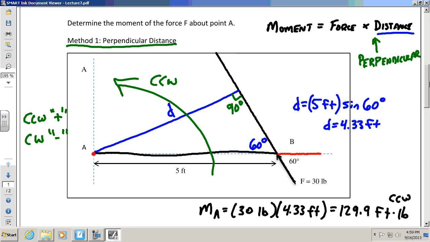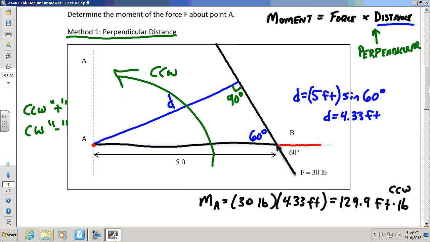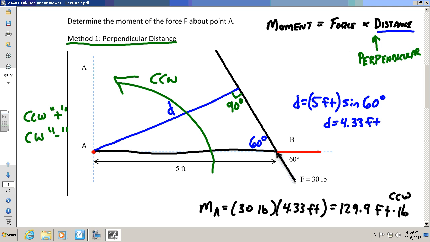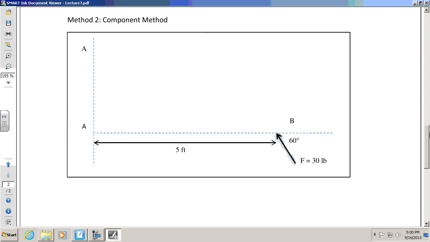Okay, so that's that. Let me do one more thing, though. This is a fine and dandy method, but it's really not the method I recommend. The method I recommend for solving this is really method 2. Remember what I always say in this class? Components, components, components. A better method would be to do what I call the component method.